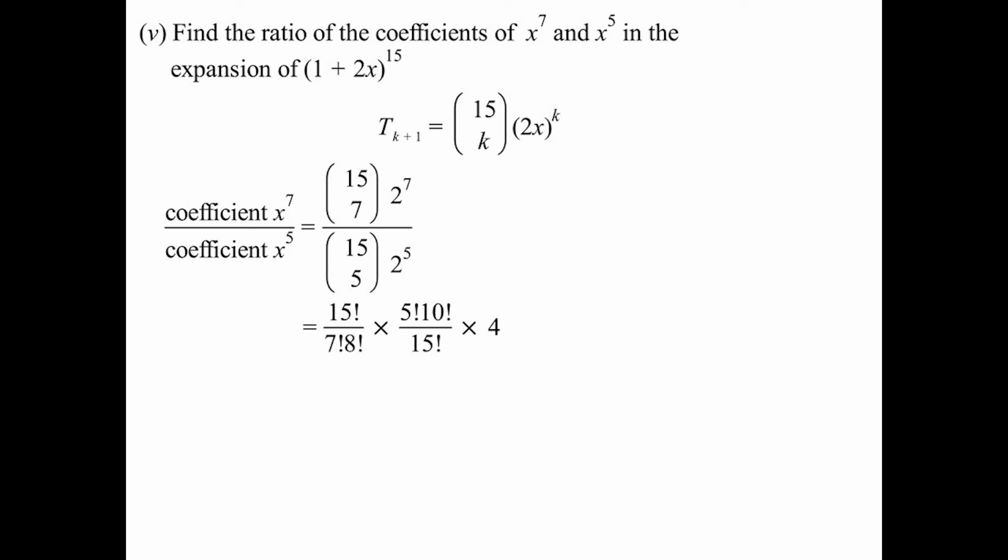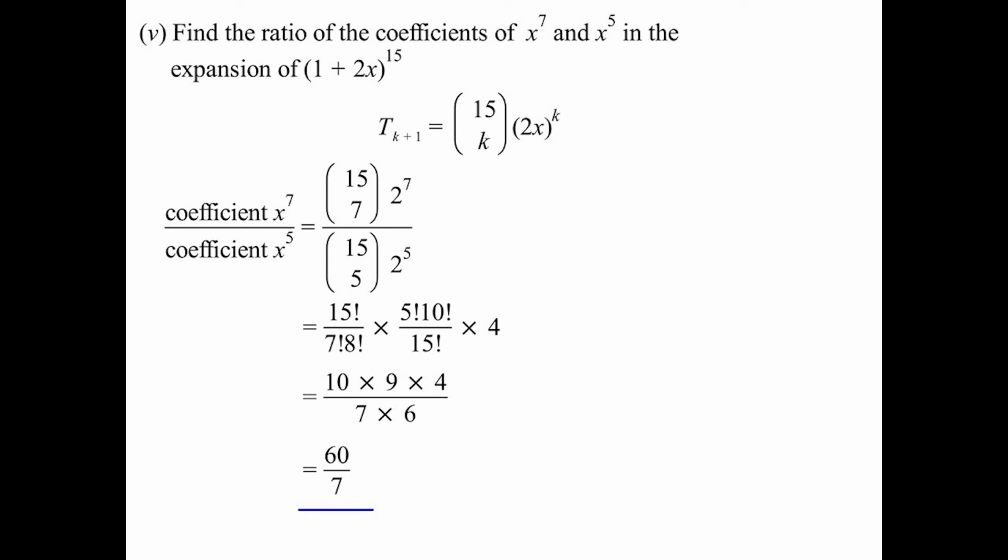Now let's have a look at our factorials. The 15 factorial will cancel with the 15 factorial. That one's nice and easy. The 8 factorial will go into the 10 factorial. I mean, so will the 7, but I'm choosing the bigger one. So the 8 factorial will go into the 10 factorial, leaving me with 10 times 9. And then the 5 factorial can go into the 7 factorial on the bottom, leaving me with 7 times 6. So 10 times 9 times 4, over 7 times 6, 60 on 7.